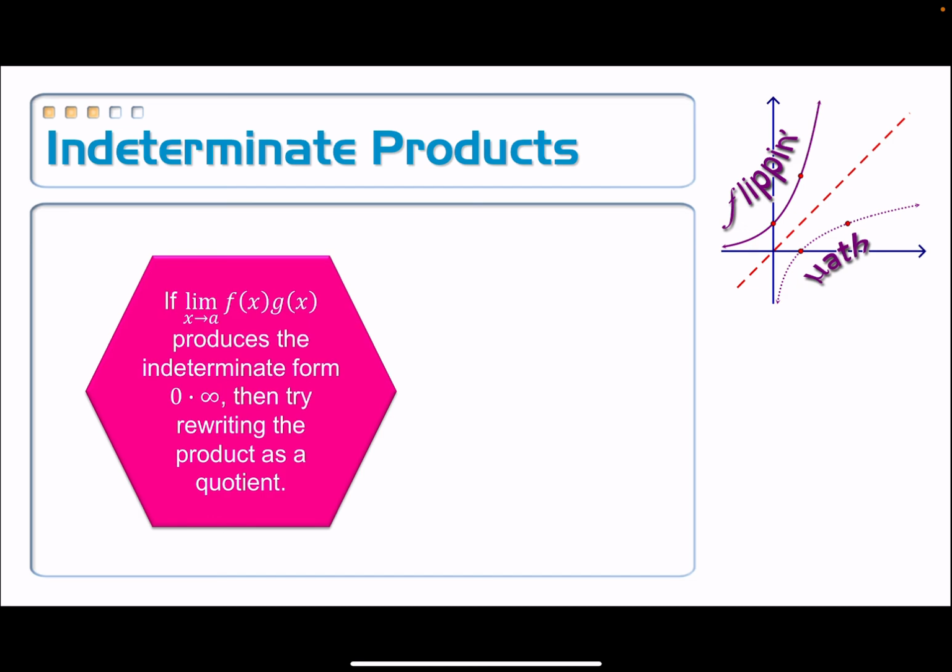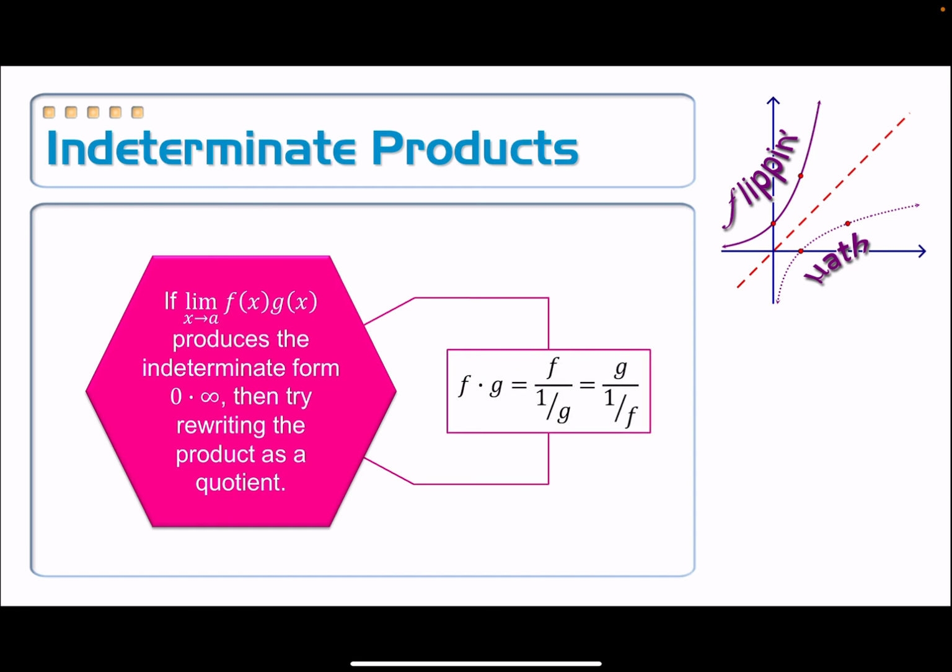If the limit as x approaches a of f of x times g of x produces the indeterminate form 0 times infinity, this is an indeterminate product, then you try to rewrite it as a quotient by just bringing 1 down to the bottom. You may have to take a reciprocal or something like that. The one that we had was very easy because it had a negative exponent, so it could just easily go down to the bottom. That's not always going to be the case.